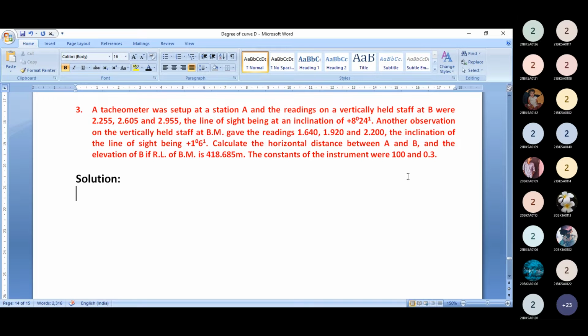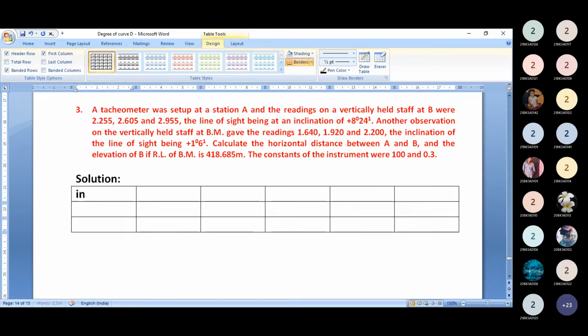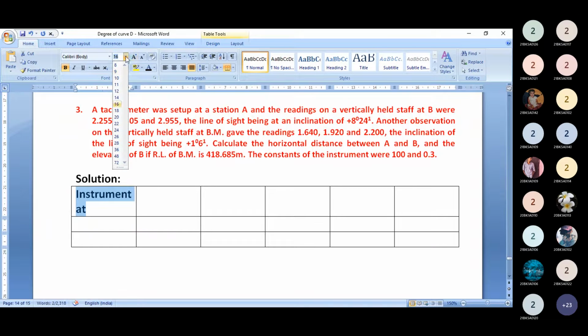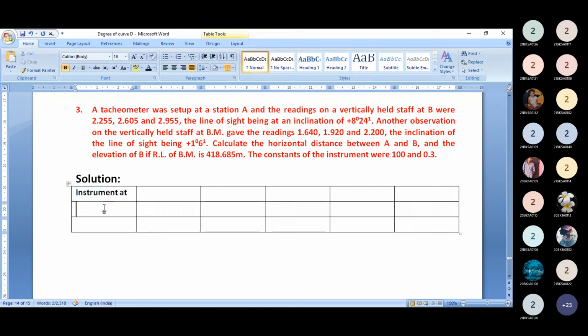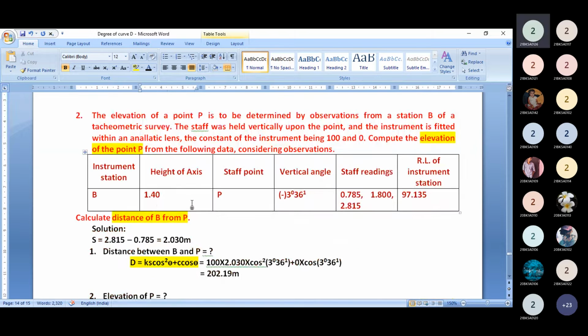So I think better you draw the table here. Take one table from the given readings, then you will understand. Instrument at A. In all the cases the instrument is at A. And what is the next column here? Height of instrument.